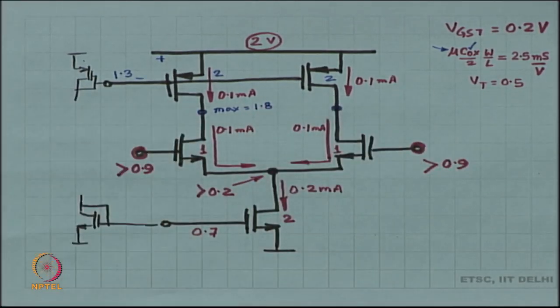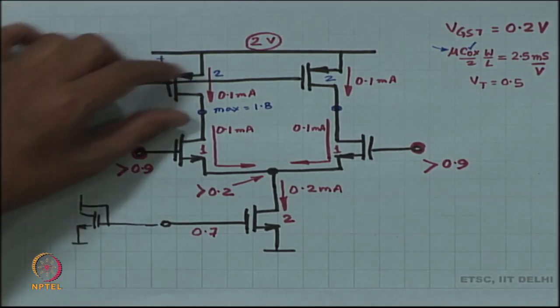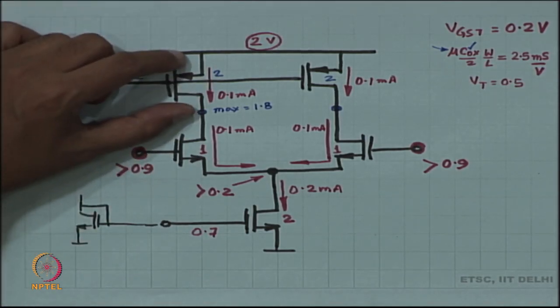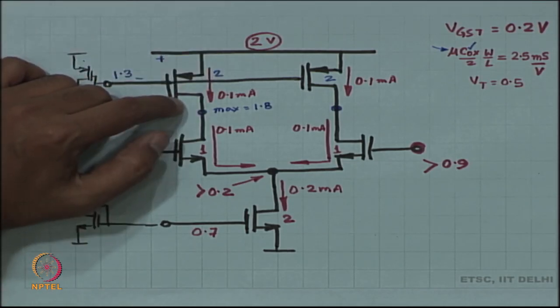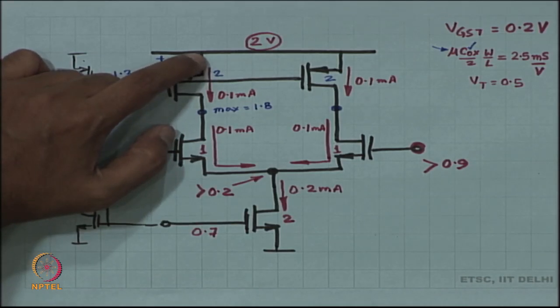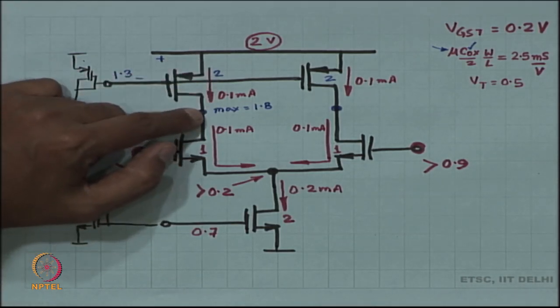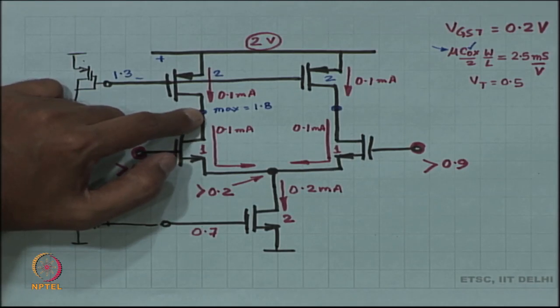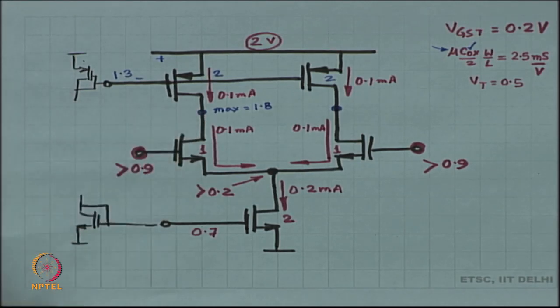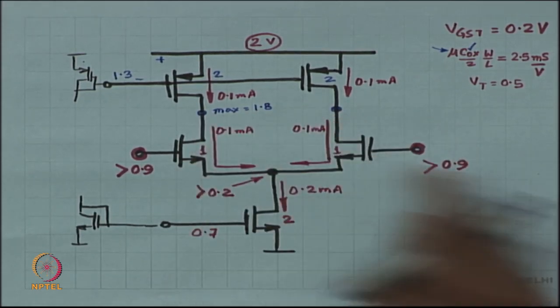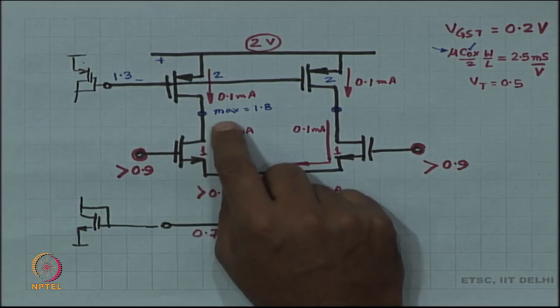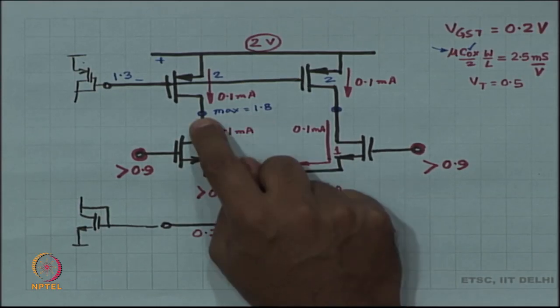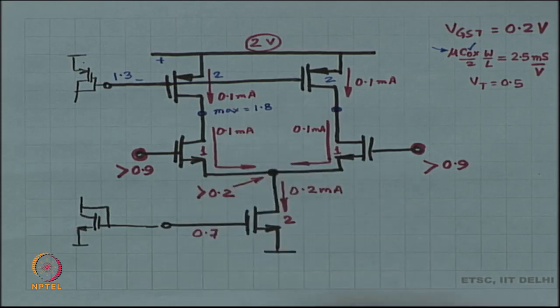Why? Because VSG minus VT was 0.2 volts, that is what we had chosen, right, and therefore, VSD, source to drain, not drain to source, has to be more than 0.2, which means if the source is at 2 volts, then the maximum tolerable voltage at the drain is 1.8. Okay, and whatever is happening on this side, the same thing will happen on the other side. Is this okay? Fine. So, now I know that the maximum voltage here is 1.8.